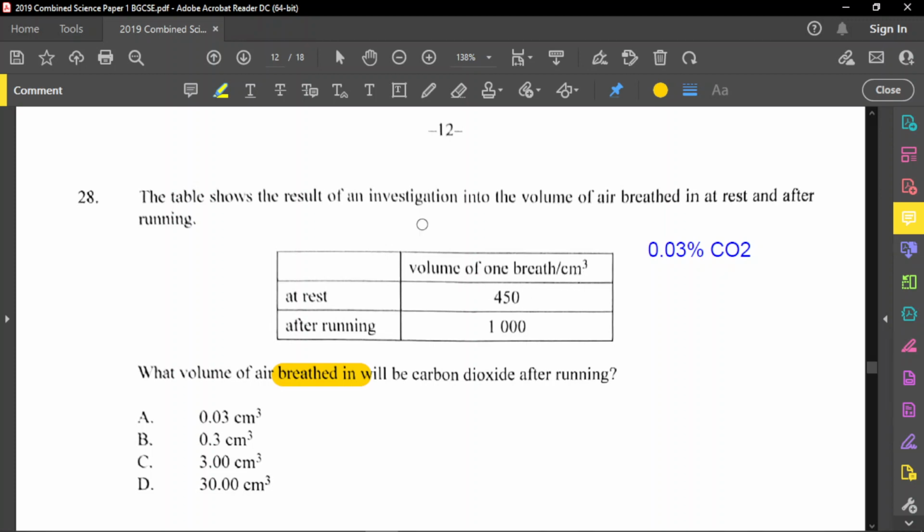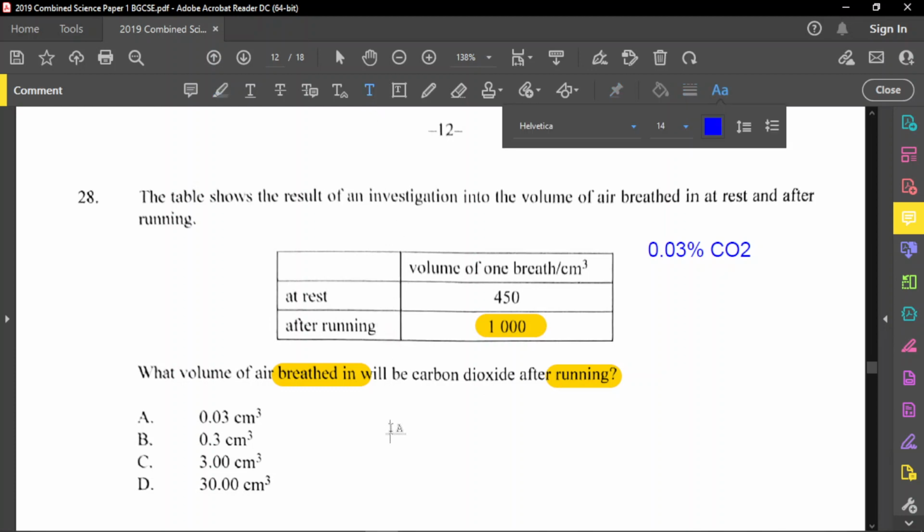So watch this now carefully. If after running there's 1,000 centimeters cube of air, what percentage of that is carbon dioxide? So all I need to do is to find 0.03% of 1,000. So we're going to say 1,000 multiplied by 0.03%. And that is what's the result there.